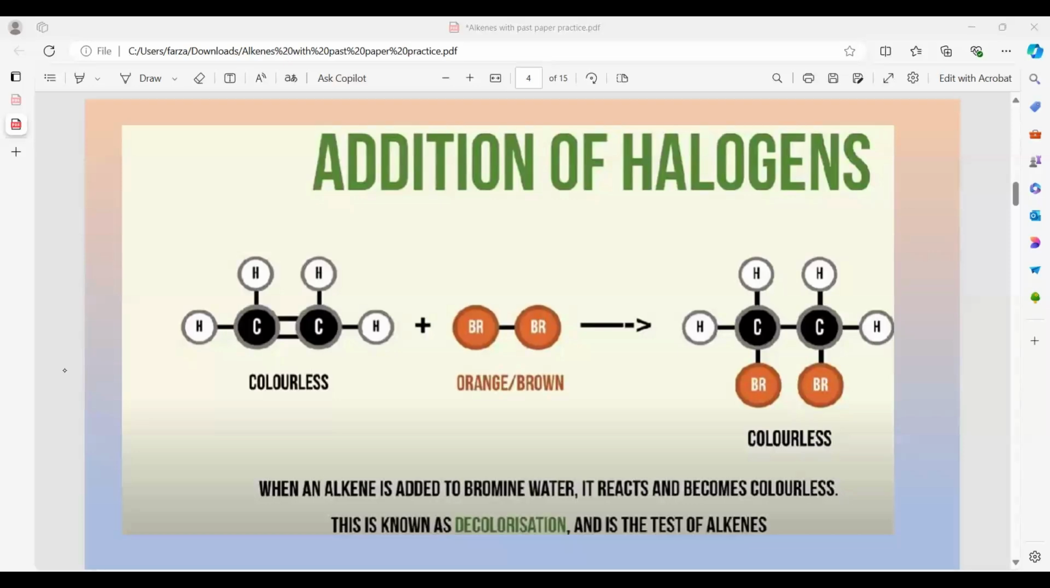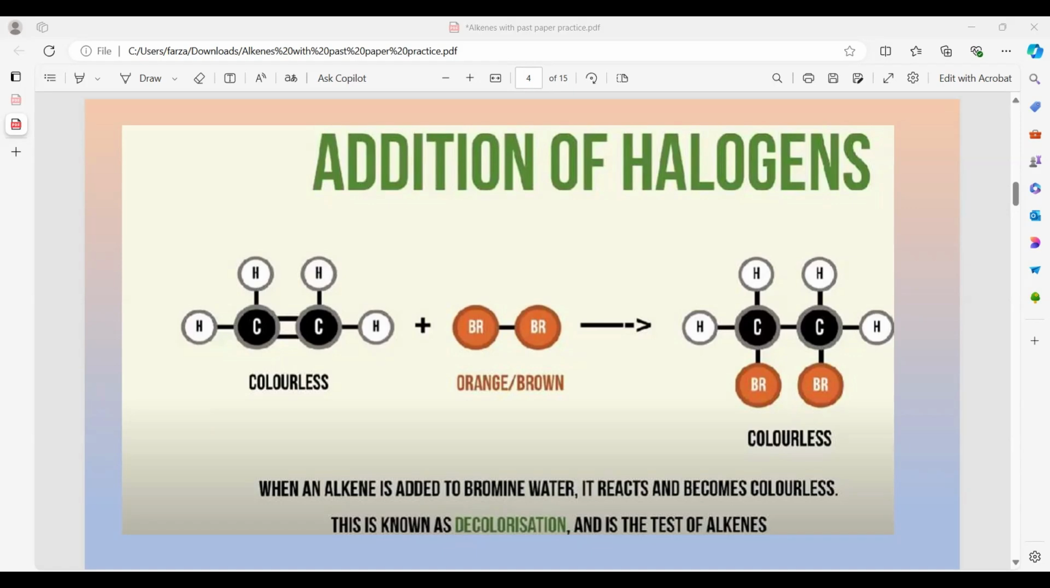So let me repeat. When bromine is added to ethene, the double bond breaks and each carbon atom bonds to a bromine atom. And what is the result? The product is 1,2-dibromoethane. The double bond attacks the bromine molecule, forming this compound. And of course, it's a very important visual test to check the presence of alkenes. So the reaction with bromine can be used as a test for alkenes.